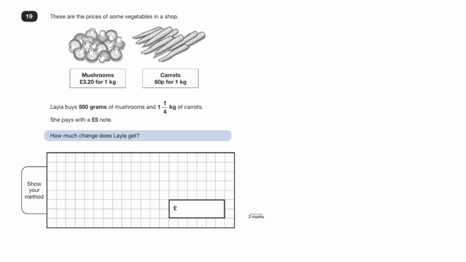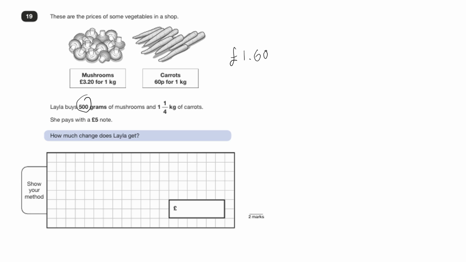Question says, these are the prices of some vegetables in the shop. We've got mushrooms, £3.20 for 1 kilogram, and carrots, 60p for 1 kilogram. Layla buys 500 grams of mushrooms and 1¼ kilograms of carrots. Okay, she pays with a £5 note. So first of all, we take our mushrooms and we need to halve that price because we're not paying for a kilogram, we're paying for half. 500 grams is half. So we halve £3.20 and we get £1.60.